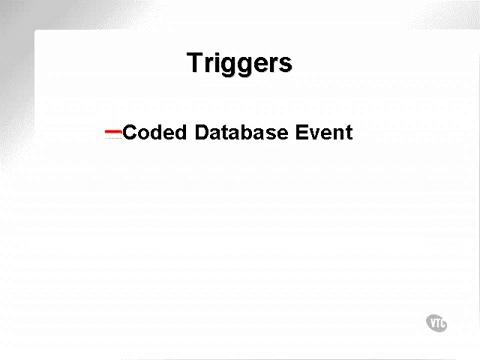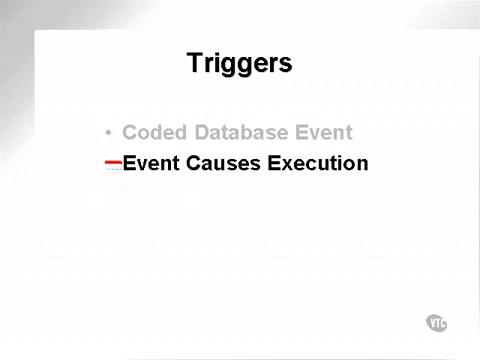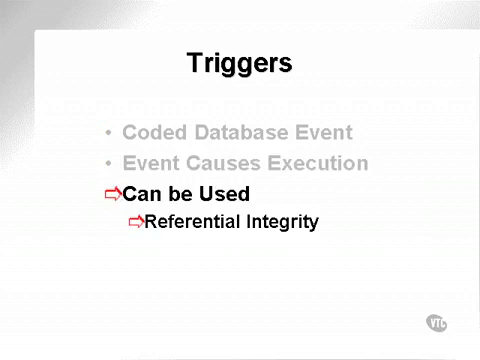Triggers. What is a trigger? A trigger is a coded reaction to a database event. An event causes the execution of a trigger, which can be specified within the trigger. Triggers can be used for referential integrity.